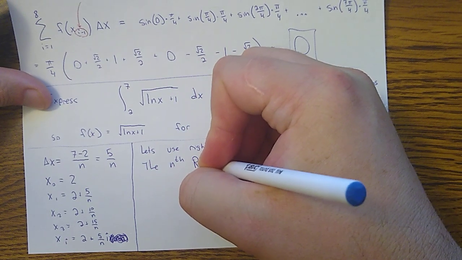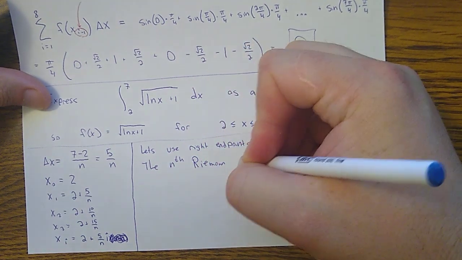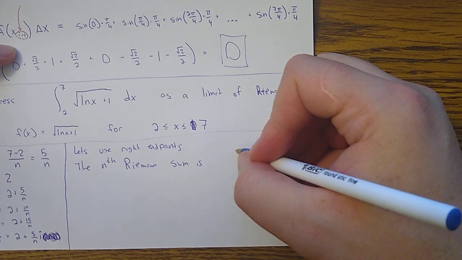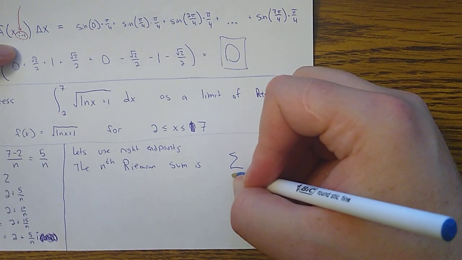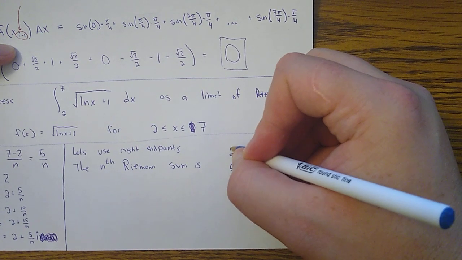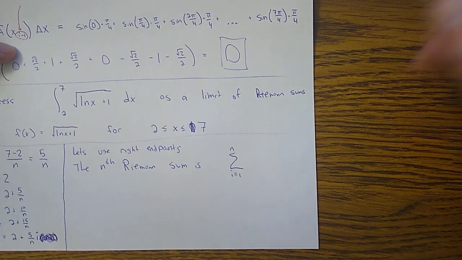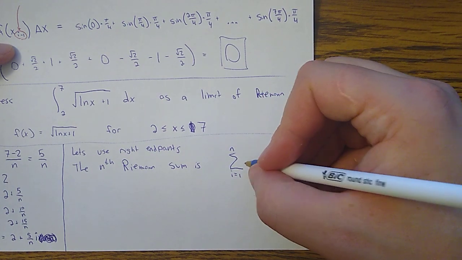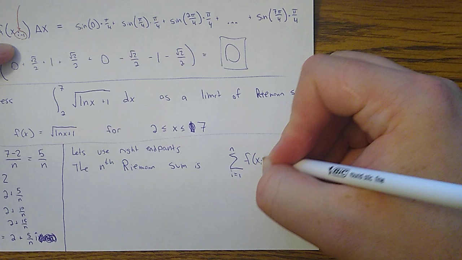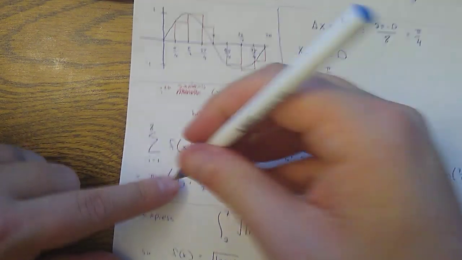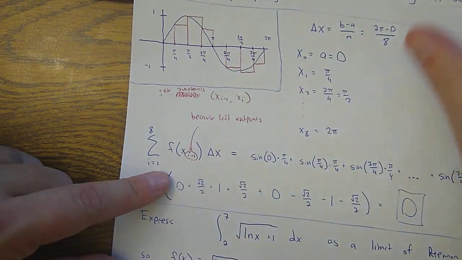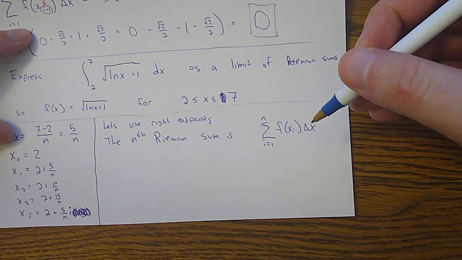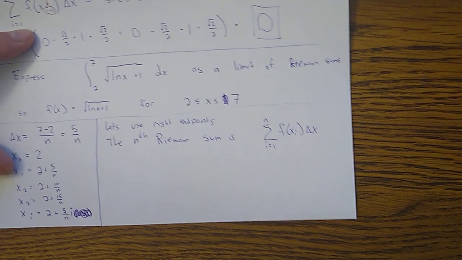So the nth Riemann sum would be a sum. There's one term for each interval, so I'm going to go from 1 to n, and this is going to be f of x sub i delta x, just like that one, except it was f of x sub i minus 1. So that's what we're doing.